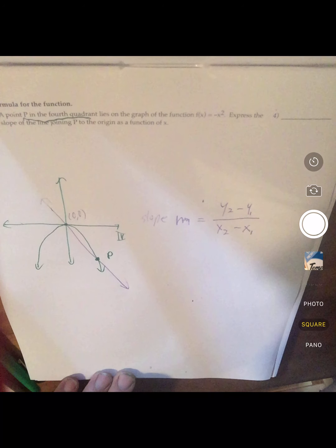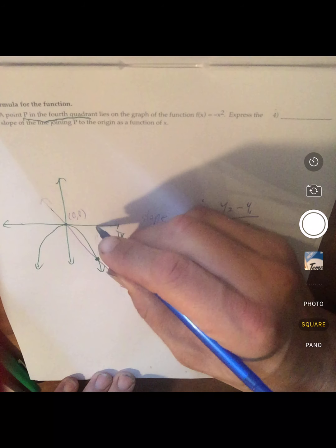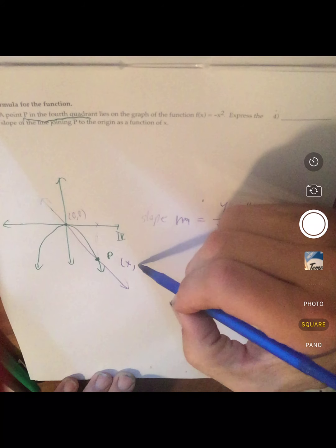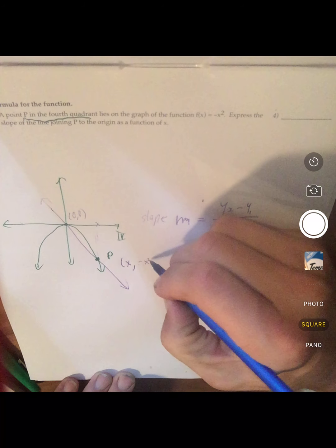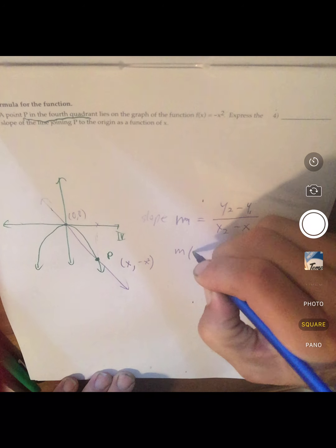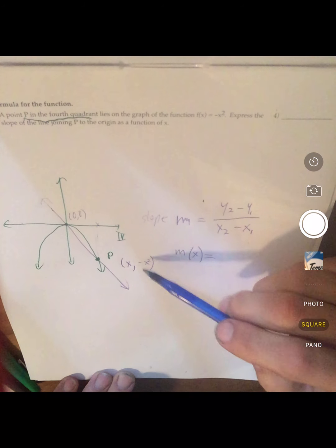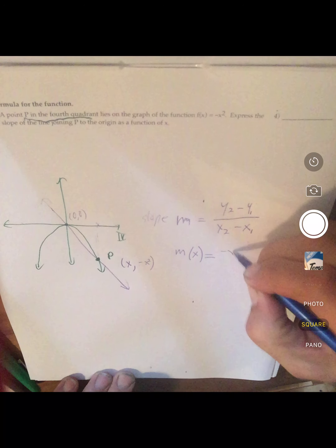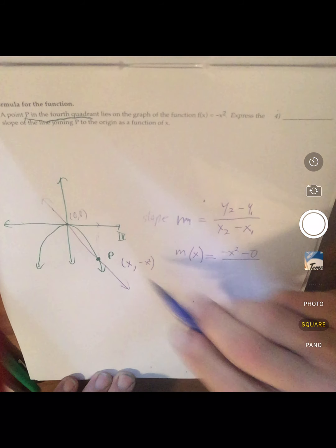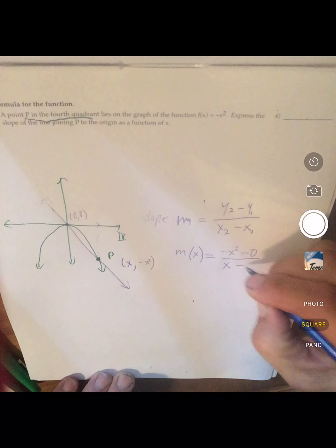This is just on the graph of the function f of x equals minus x squared. So this is some x right here. And the y coordinate would be f of x, or minus x squared. So that's the coordinates that we're looking at. We're going to put that in. Now the slope as a function of x, m of x is the y coordinate here minus the y coordinate here, which is 0, over x2, which is just x, minus the x coordinate here, which is just 0.